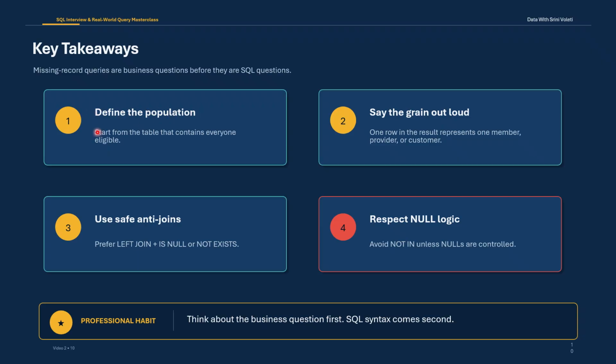The signature professional habit for this lesson is: think about the business question first. SQL syntax comes second. That mindset will help you solve missing record questions correctly in interviews and in real production analysis.